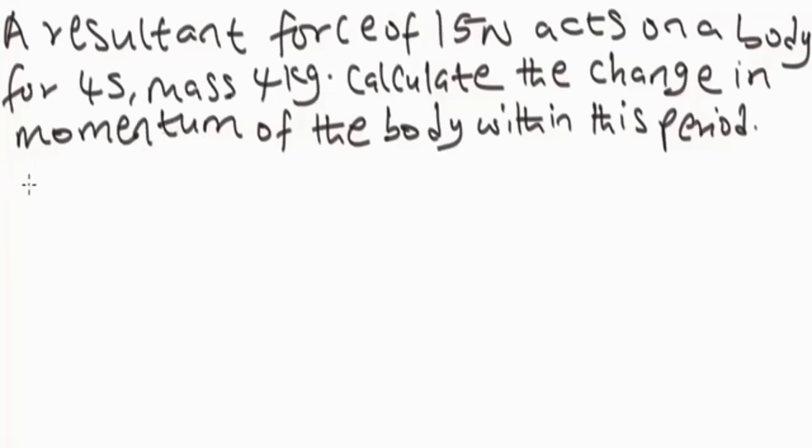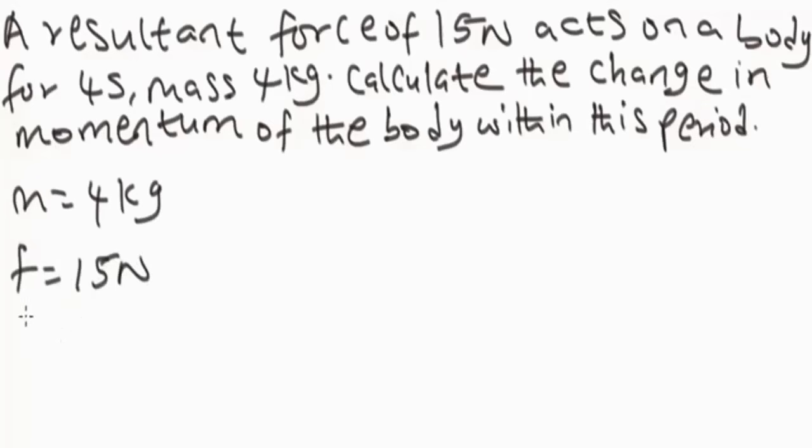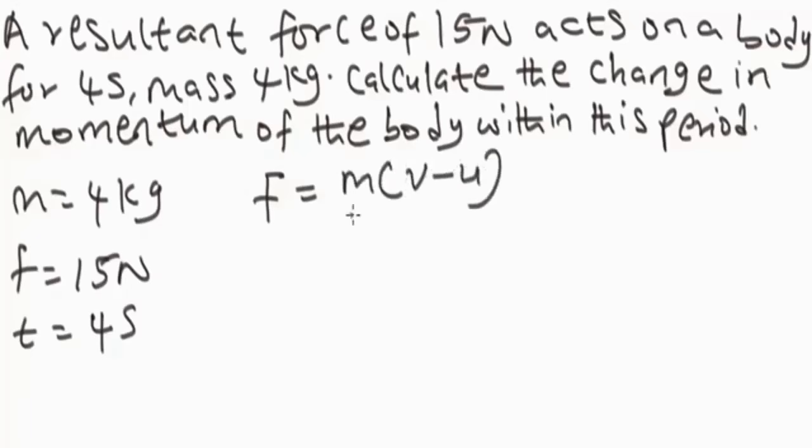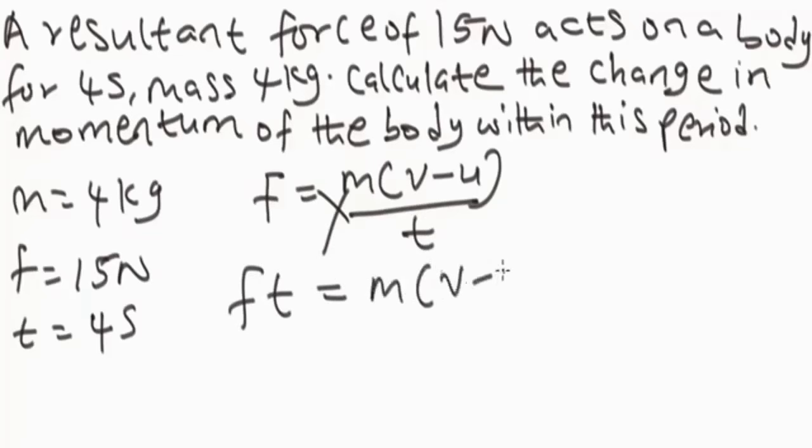Alright, so let's bring out the parameters. We have our mass to be 4 kg, our force to be 15 Newton, and our time t to be 4 seconds, and we are asked to calculate the change in momentum. Remember, Newton's second law of motion: the rate of change of momentum of a body is directly proportional to the applied force. That's force equals change in momentum over time. When we cross multiply, that means impulse equals mass times change in velocity.